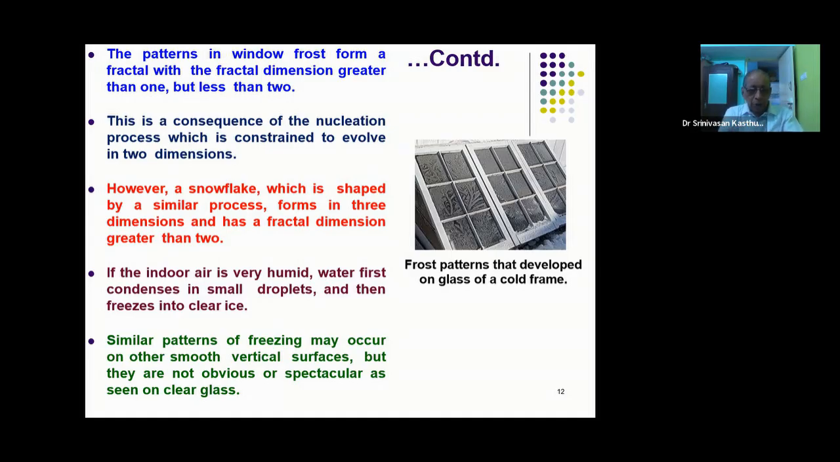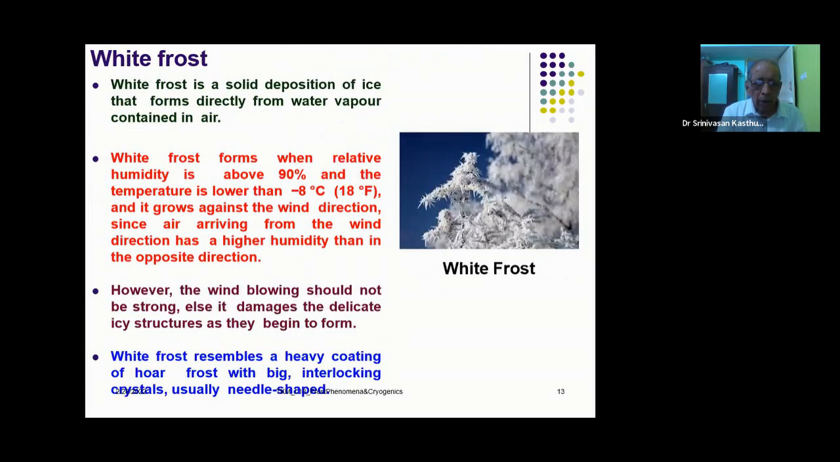You may not be able to see it so clearly in other very smooth vertical surfaces. Okay, now let's come to white frost. So we have seen hoarfrost, then window frost. Now we are seeing white frost. What is white frost? White frost is a solid deposition of ice that forms directly from water vapor contained in the air.